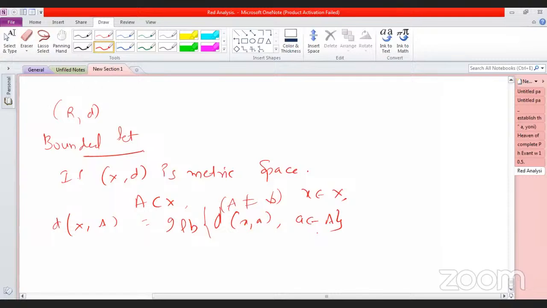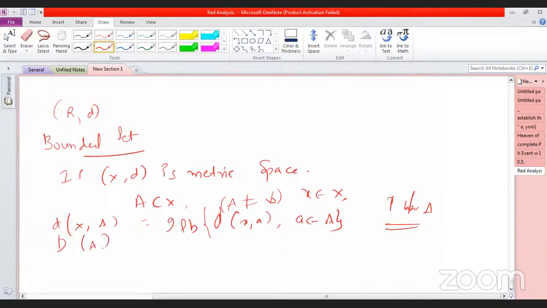What is the difference between LUB and GLB? Greater and lower, sir. Why do we have to take GLB here? Greater lower bound. Why? Because we are taking d(x, a) here. This is the greatest lower bound. d(x, A) is the smallest among the elements of A. The distance from x to A we are taking here.